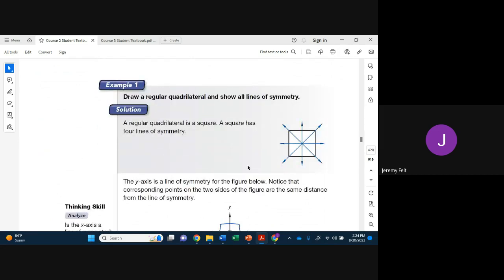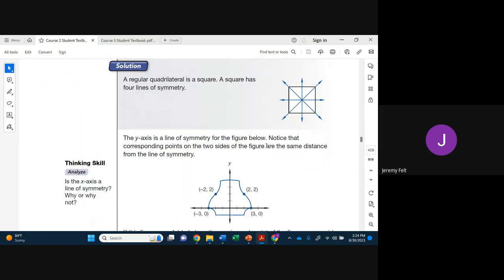So a regular quadrilateral, or a square, how many lines of symmetry? Well, we could split it in half this way, horizontally, diagonally, both ways. So how many lines do we have? 1, 2, 3, and 4. So we can go vertical, horizontal, diagonal, or diagonal. So those are 4 lines of symmetry that we would have.